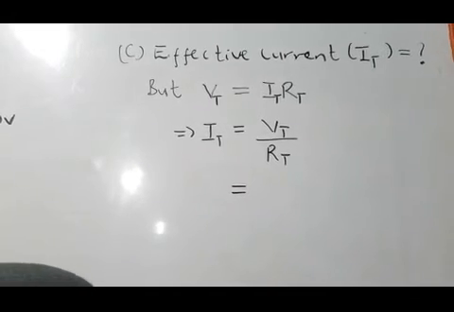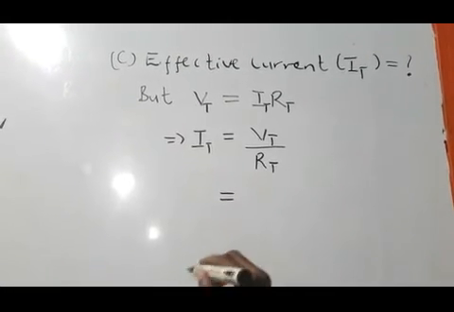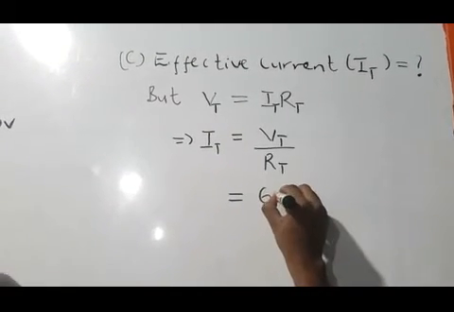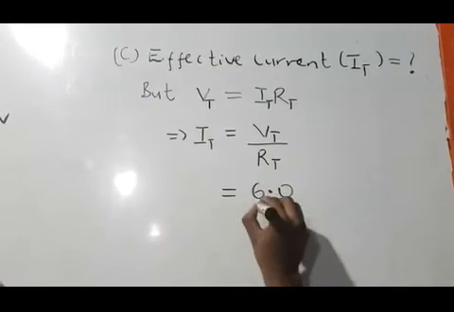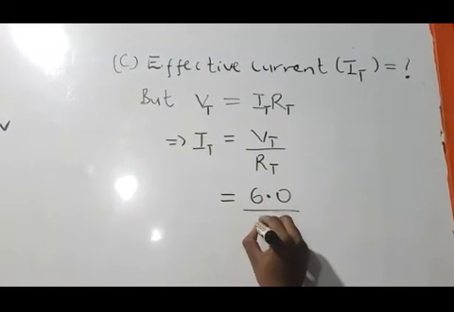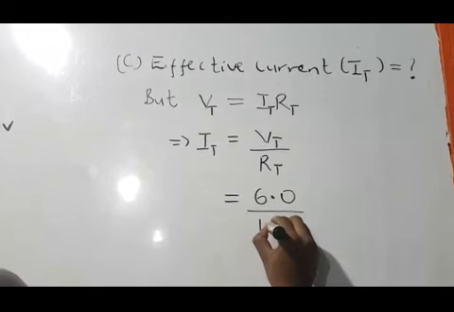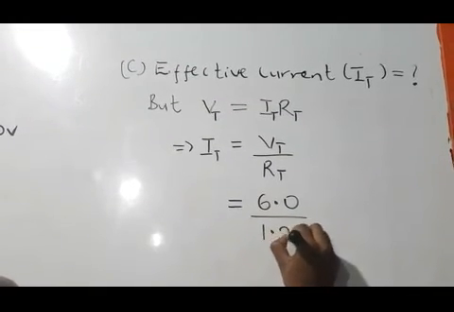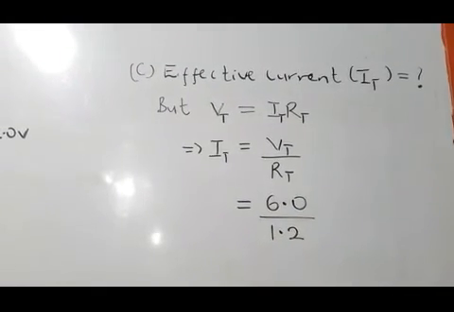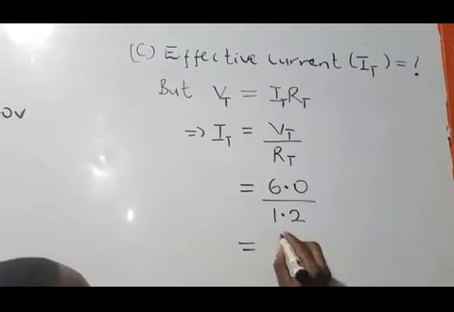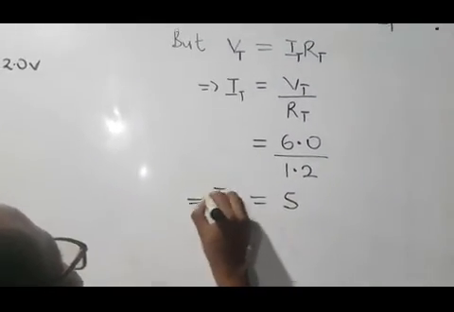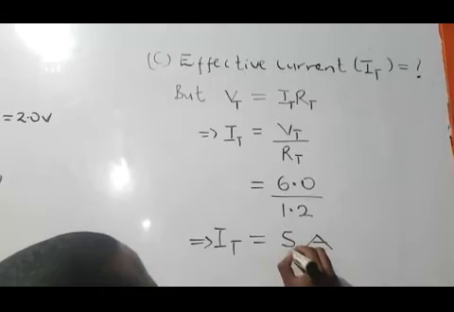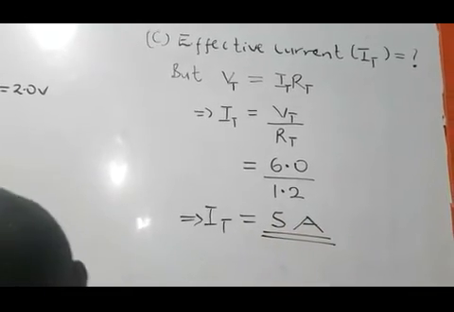The total voltage is 6.0, and the total resistance we had 1.2. That should give you 5. So our total current here is equal to 5 amperes. Good.